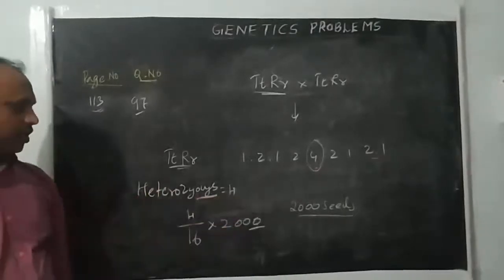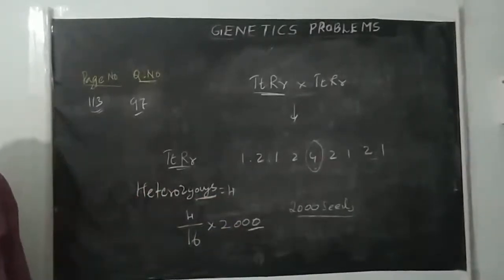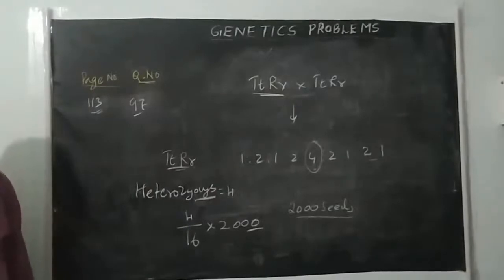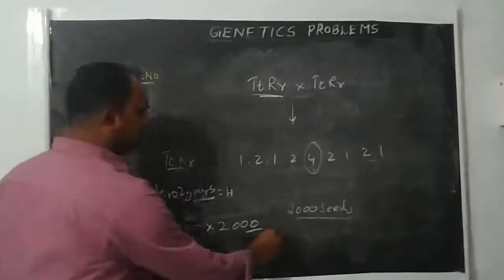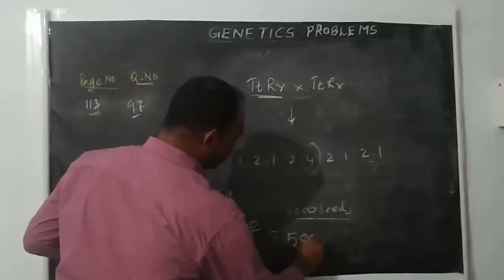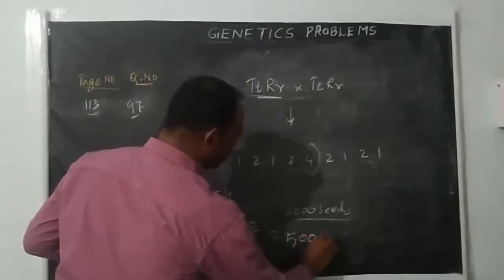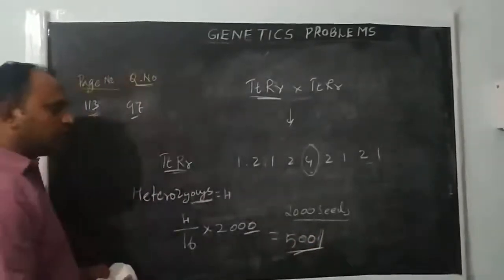So you can calculate 25%. How much will we get? 500 seeds. So out of 2000 seeds, 500 seeds are heterozygous for both, right?